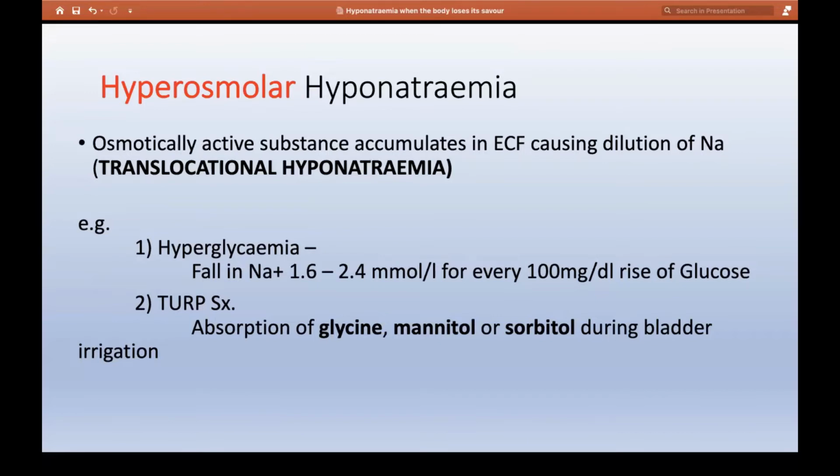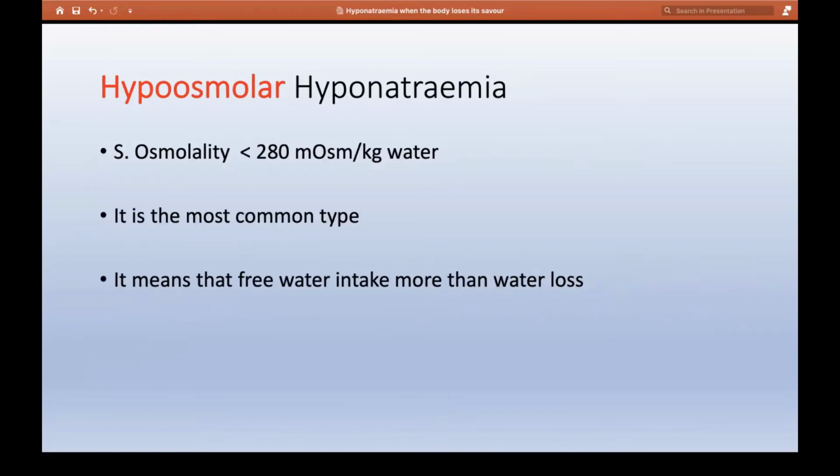Again, TURP syndrome can present with hyperosmolar hyponatremia because of the fluids such as glycine, mannitol, and sorbitol that are used. These are non-ionic, but they are osmotically active particles which can give rise to the bulk of the osmotic effect, like glucose, glycine, mannitol, all this. So you see that isoosmolar hyponatremia and hyperosmolar hyponatremia are a bit rare, but you have to be mindful of this.